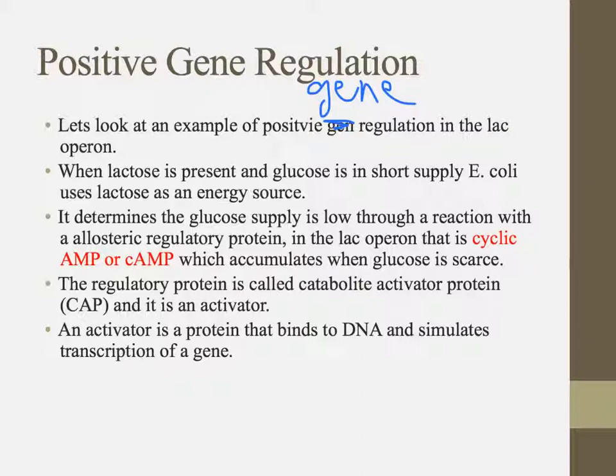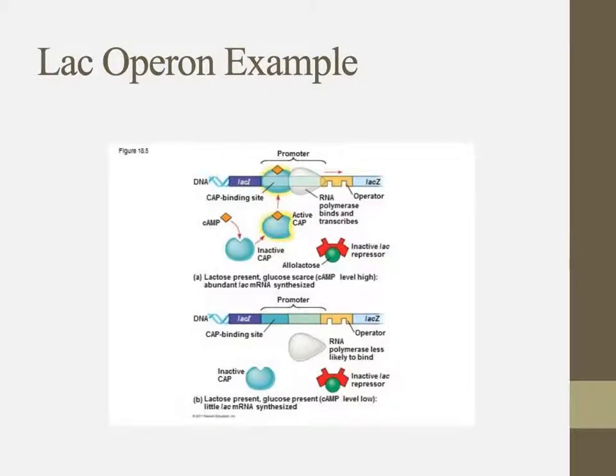The regulatory protein is called catabolite activator protein, or CAP, and it is an activator. An activator is a protein that binds to DNA and stimulates transcription of a gene. So that's what makes it positive gene regulation in this case. Let's look at this diagram explaining the lactose operon example in the positive gene regulation context.